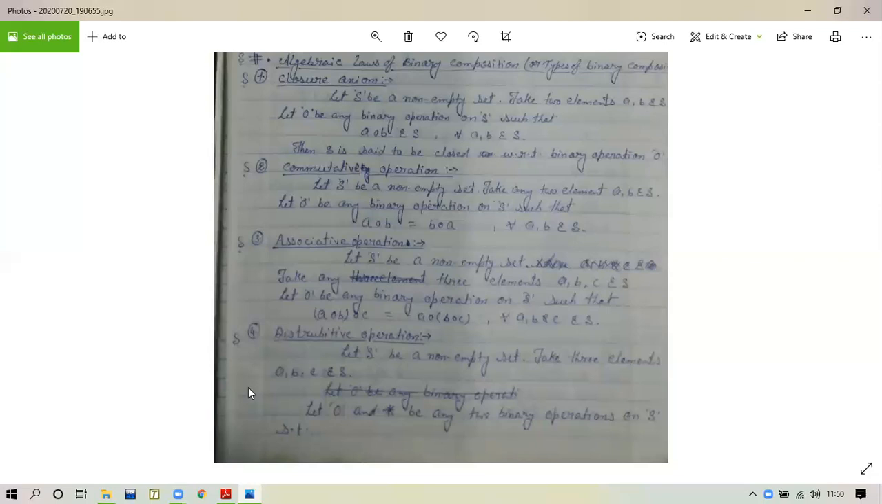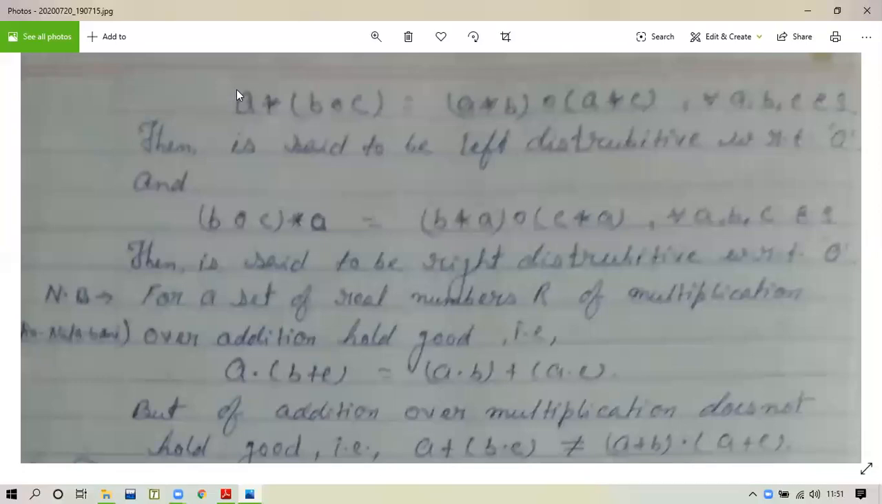Next one is the distributive law. Let S be a non-empty set and take any three elements A, B, C belonging to S. Then let O and star be any two binary operations on S. Here we can construct two binary operations for distributive law on S such that A star B O C equals A star B O A star C for all A, B, C belonging to S. And this is called the left distributive law with respect to O.